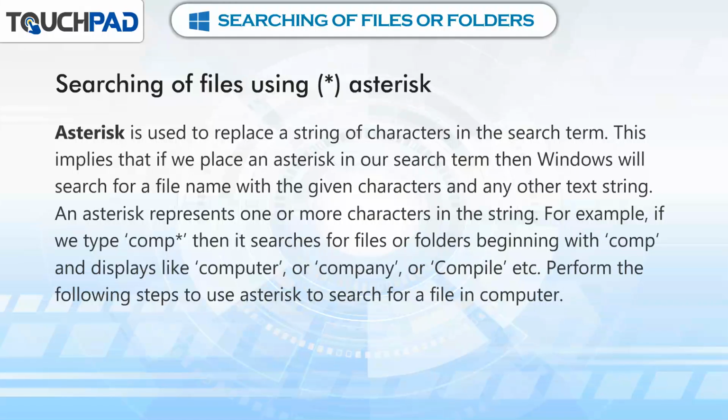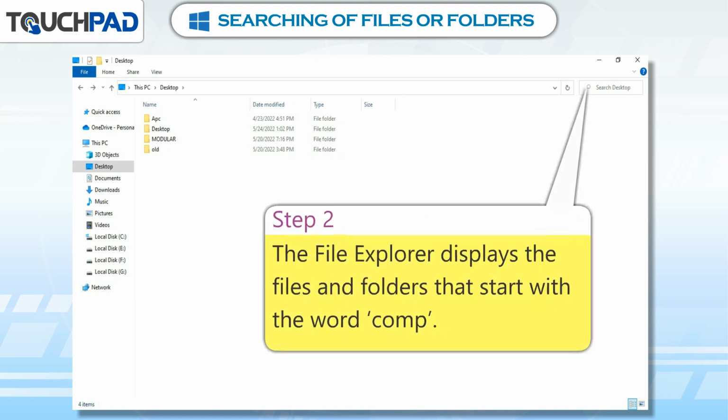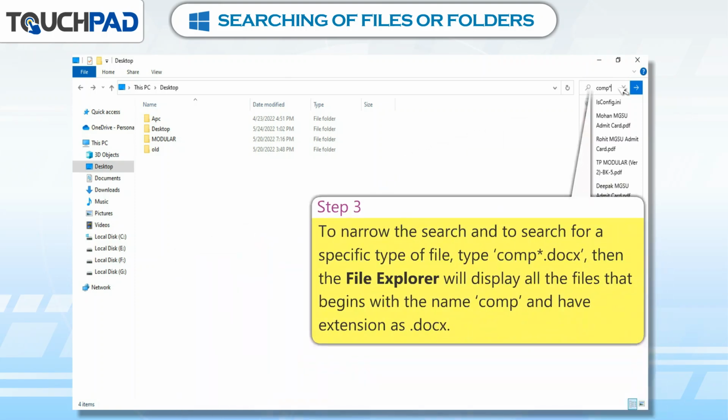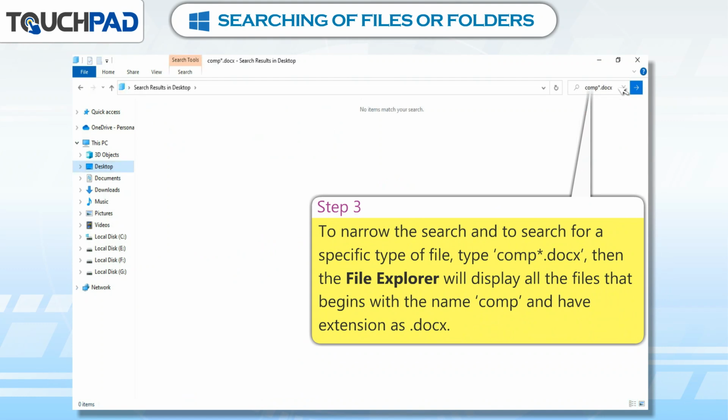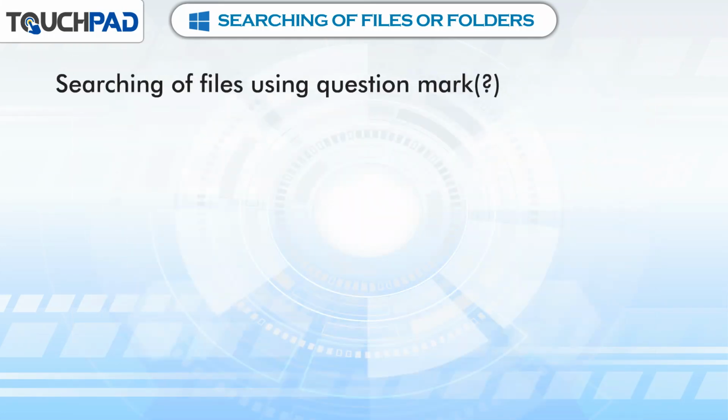Perform the following steps to use asterisk to search for a file in computer. Step 1. Open the File Explorer and type comp* in the search box. Step 2. The File Explorer displays the files and folders that start with the word comp. Step 3. To narrow the search and to search for a specific type of file, type comp*.docs. Then the File Explorer will display all the files that begin with the name comp and have extension .docs.